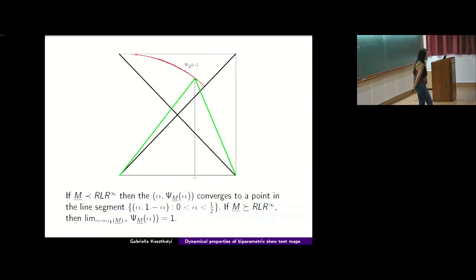So here it is, for example. This is the kneading sequence RLR infinite. And if you just take one point from the curve, the curve that fixes the kneading sequence. Yes, that fixes the kneading sequence.